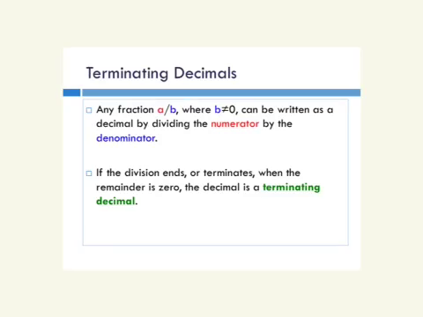Okay, so for terminating decimals, any fraction a over b, where b is not equal to 0, can be written as a decimal by dividing the numerator by the denominator. Now to make it clear, I wrote the numerator in red and the denominator in blue. If this division ends or terminates when the remainder is 0, the decimal is said to be a terminating decimal.